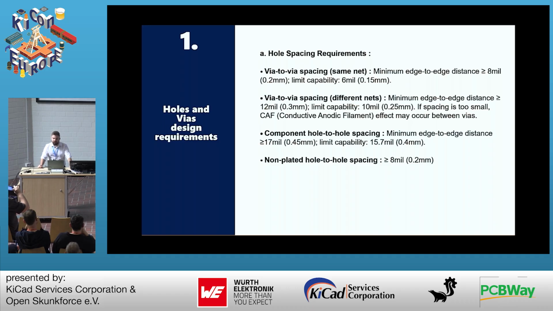Then if 2 vias are on different nets, the value is different. You have to respect at least 0.3 millimeters, okay? And the fact is that if the spacing is too small, we can meet CAF issues, okay? That can create shortcuts, for example. So we have to be very aware of these values.